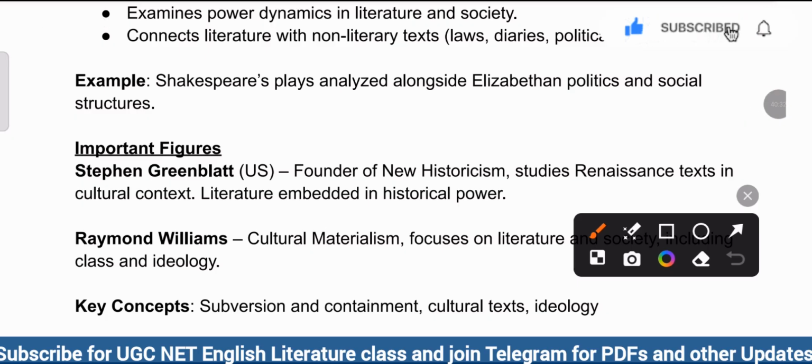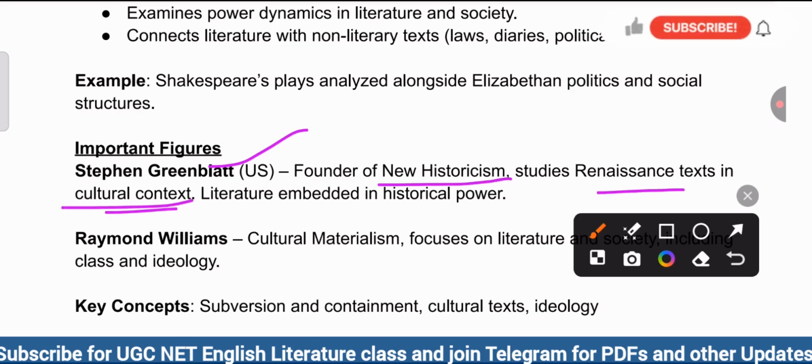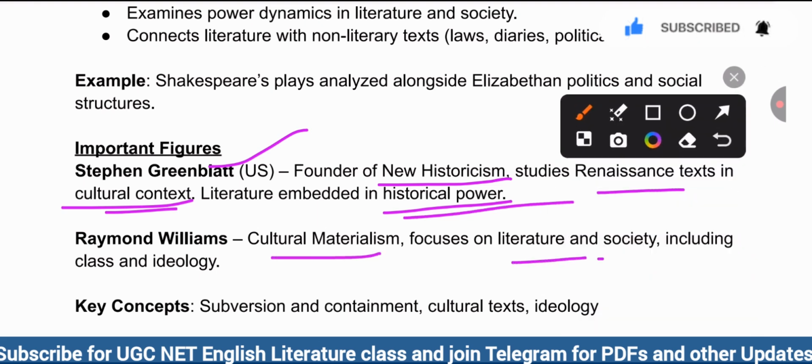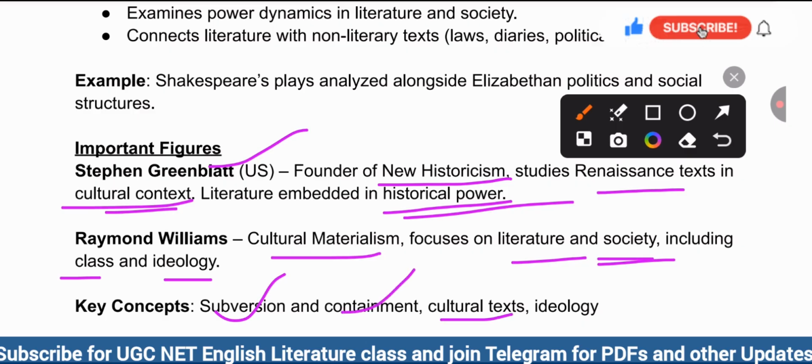Important figures we will find in New Historicism: Stephen Greenblatt, who was the founder of New Historicism and who studied Renaissance texts in cultural context, literature embedded in historical power. Then Raymond Williams, cultural materialism. He focuses on literature and society, including class and ideology. Key concepts you will find: subversion and containment, cultural text, and ideology.